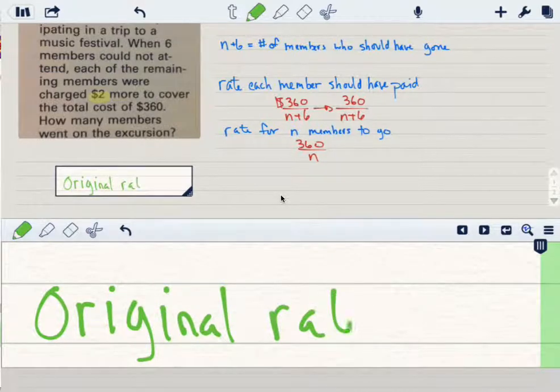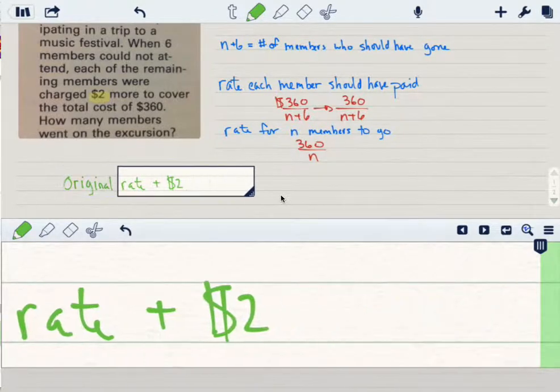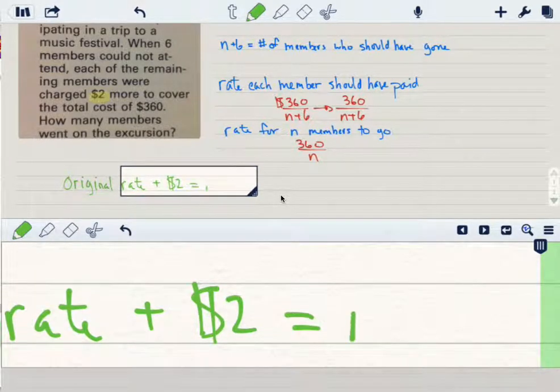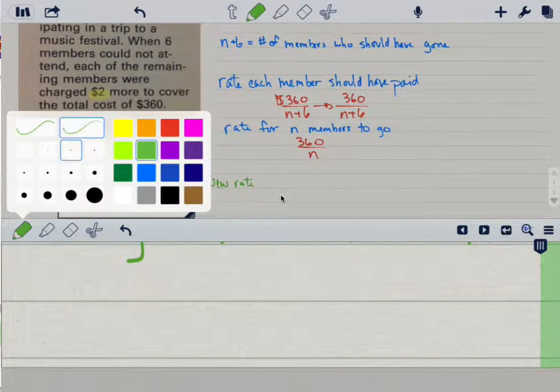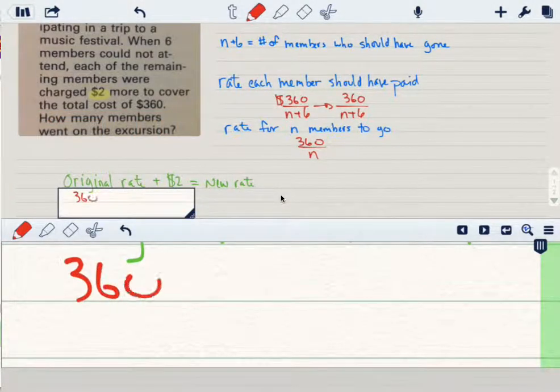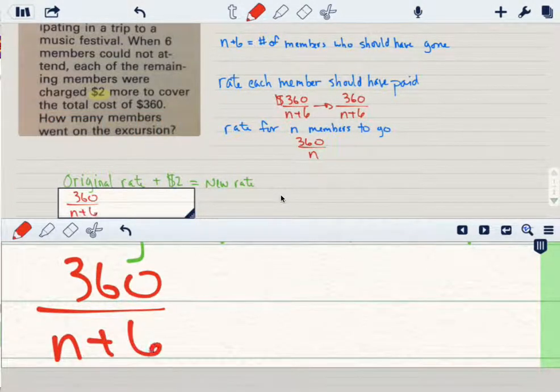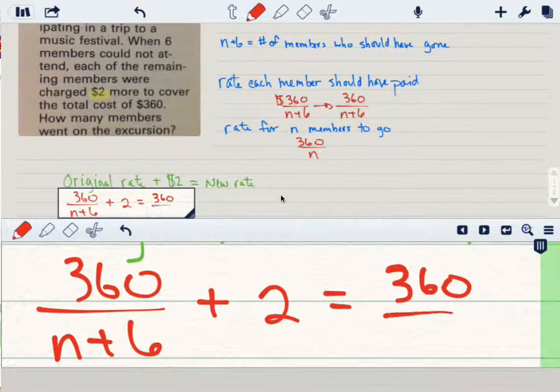Original rate plus $2 should equal the new rate. So the original rate again was 360 divided by n plus 6. We added $2 and that should equal the new rate. Okay, so let's go through solving this.